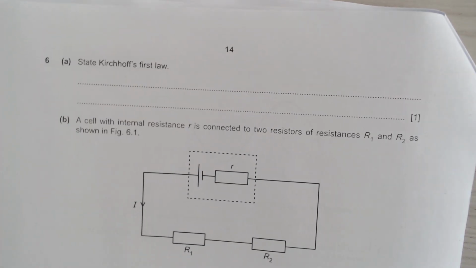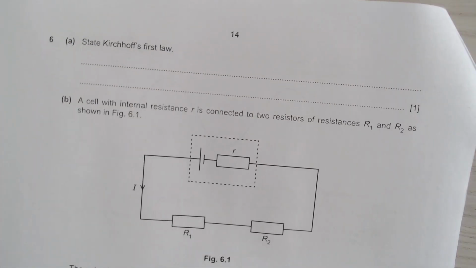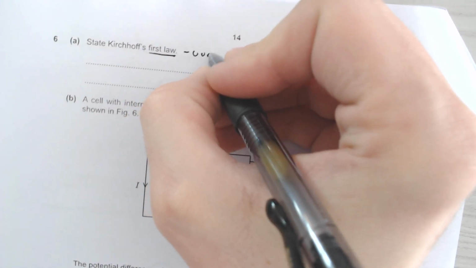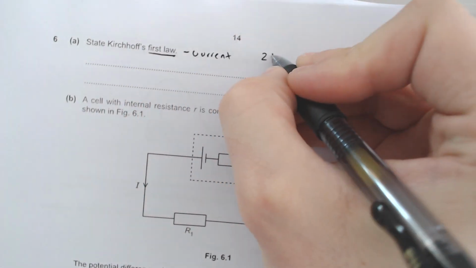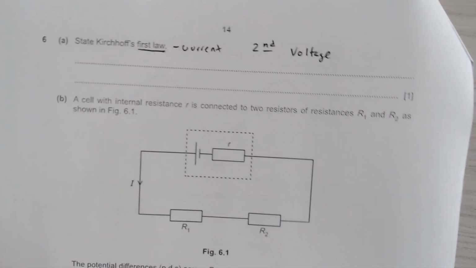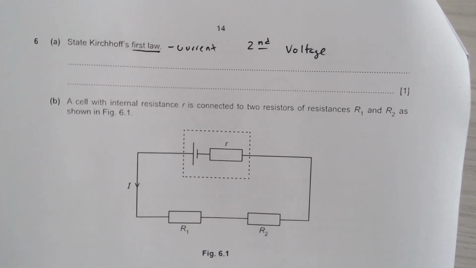So, what is Kirchhoff's first law? Remember that it is alphabetical. The first law relates to current and the second law relates to voltage. Okay, so the first law with current is whatever goes in must go out.